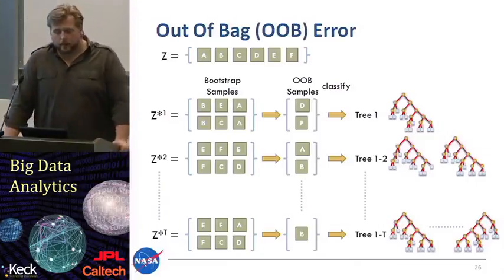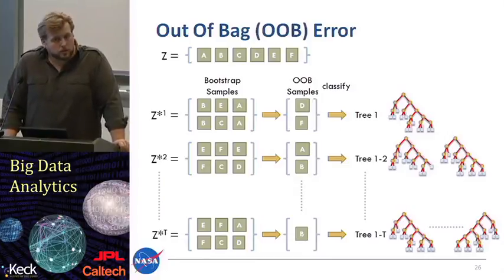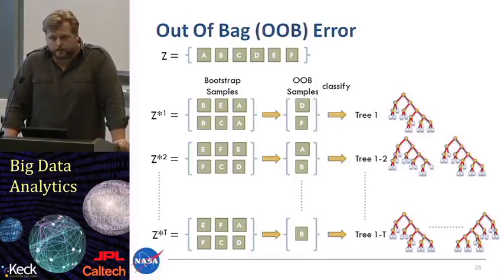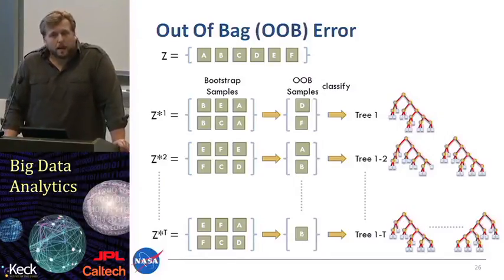For every tree you have some samples which are left out during the training procedure. And if you have an ensemble of a few hundred trees, you can imagine that every sample is approximately 1/3 of the time left out of training and can then be used for estimating the generalization error.